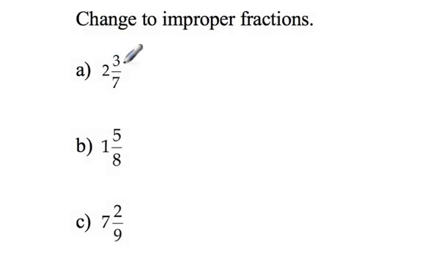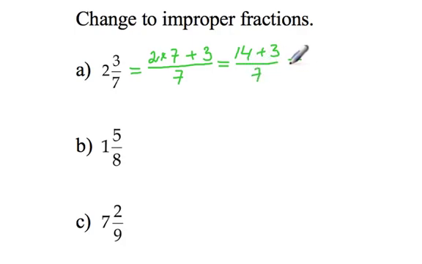Here we have to change a mixed number to an improper fraction. For that, we multiply 2 by the denominator 7, and we add the numerator 3, and the denominator remains the same, equals 14 plus 3 divided by 7, so 17/7. So a mixed number 2 and 3/7 equals 17/7 as an improper fraction.